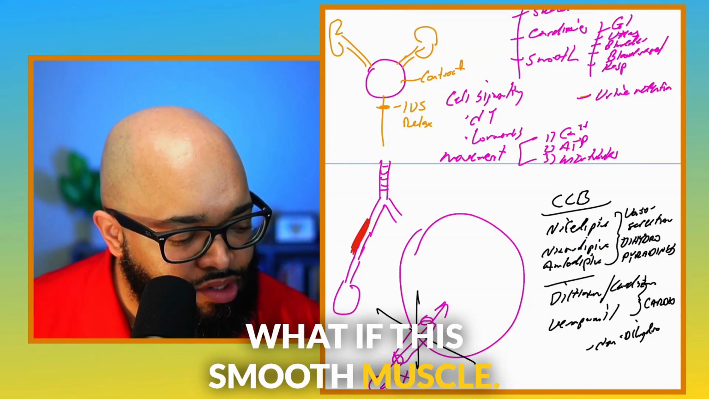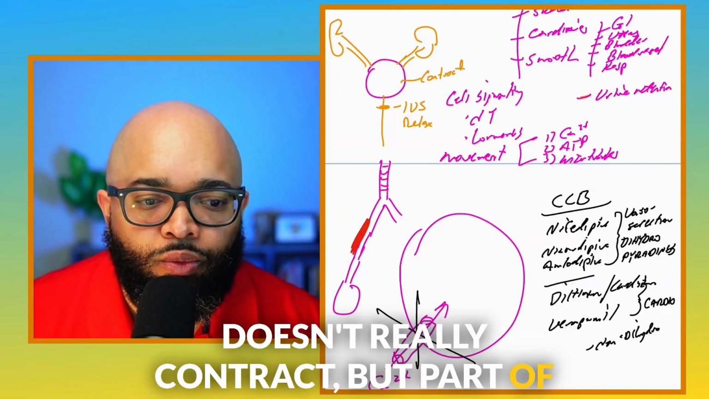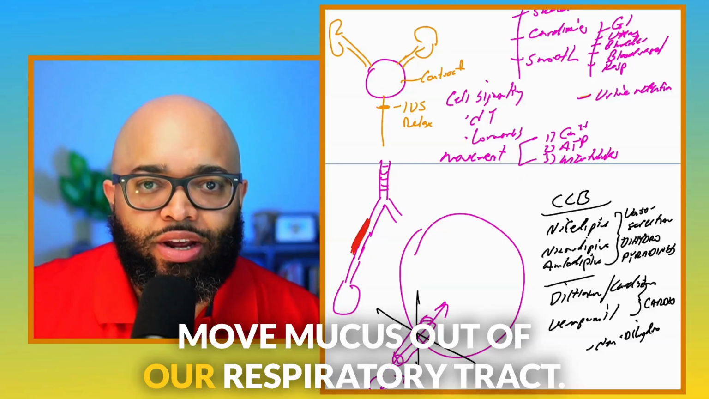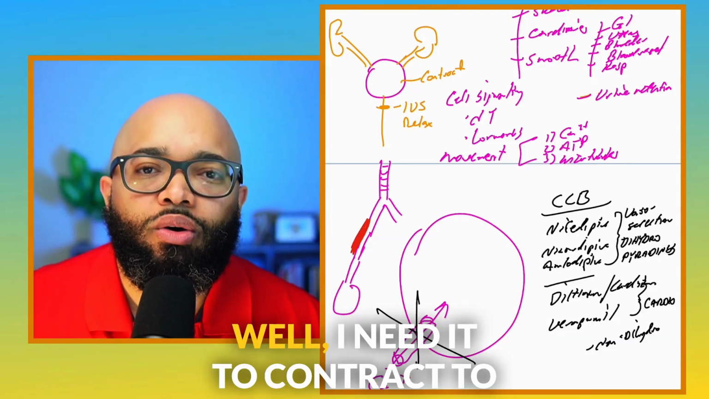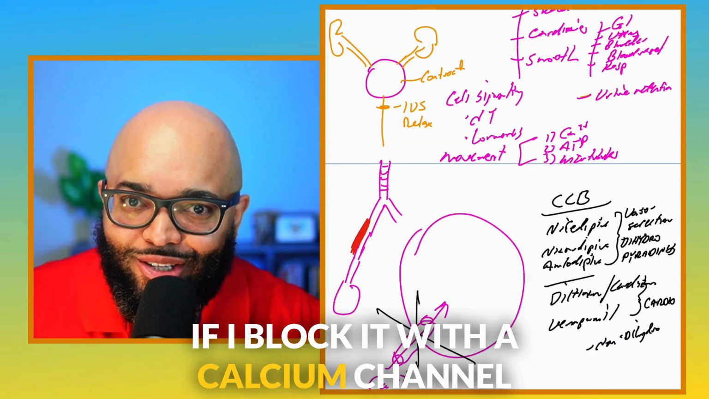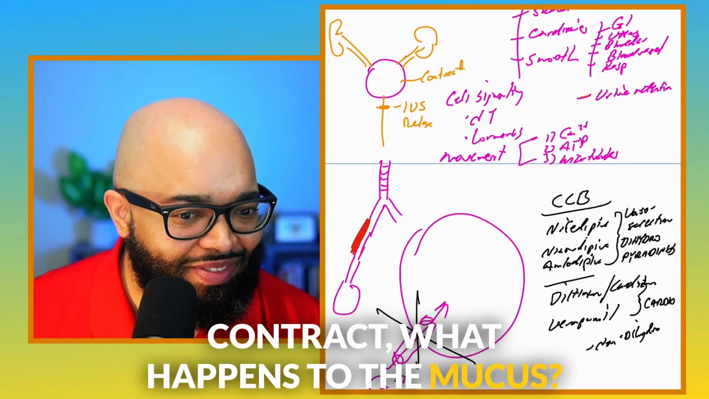What if this smooth muscle doesn't really contract? Part of when it contracts, that's what helps us move mucus out of our respiratory tract. Well, I need it to contract to move the mucus. If I block it with a calcium channel blocker, now that muscle doesn't contract. What happens to the mucus?